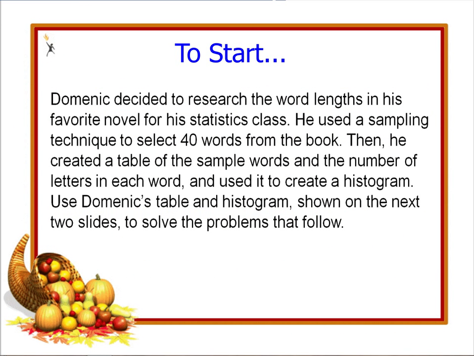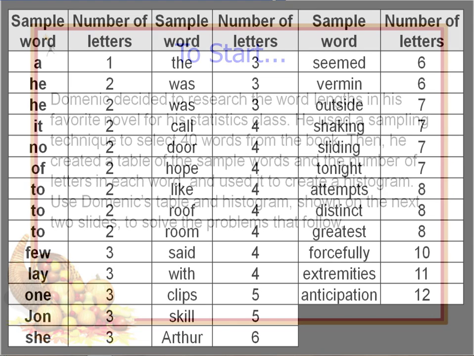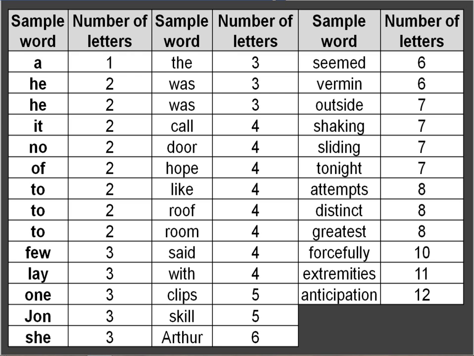We're going to start with Dominic, who decided to research word lengths in his favorite novel for his statistics class. He used a sampling technique, and coming up soon we're going to talk about sampling techniques, to select 40 words from the book. Then he created a table of the sample words and the number of letters in each word. Then he used all of that information to create a histogram. So we're going to look at the table and histogram that Dominic created to answer the questions that follow. So here's his table.